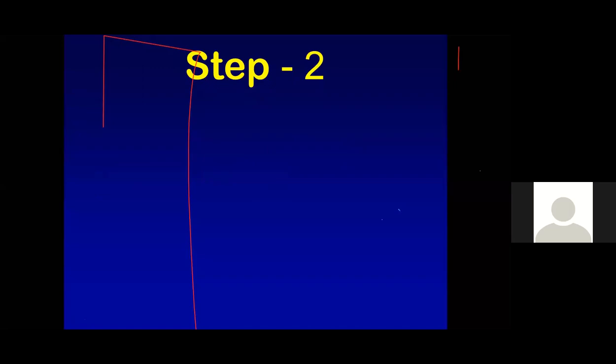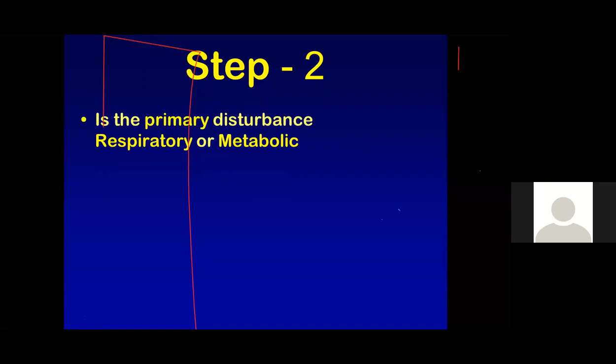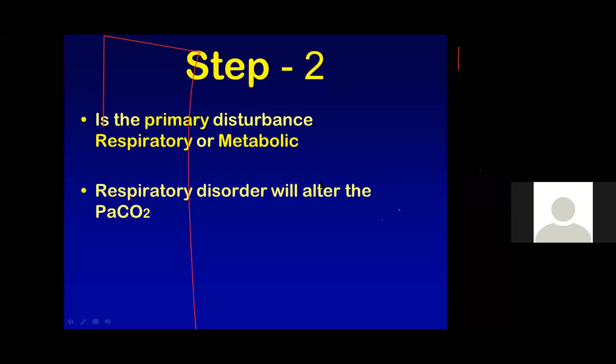Now step 2, look into whether the primary disturbance is with the respiratory system or the metabolic system. As I mentioned, what is the thing which is required to tell for the respiratory system? What is the main primary abnormality in the respiratory system? Very good, PaCO2. What is the thing which is required for metabolic? Very good, bicarbonate. So this is step 2.